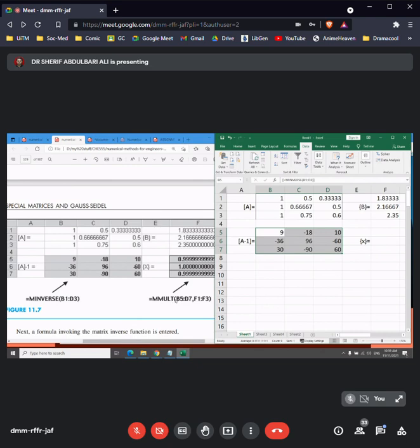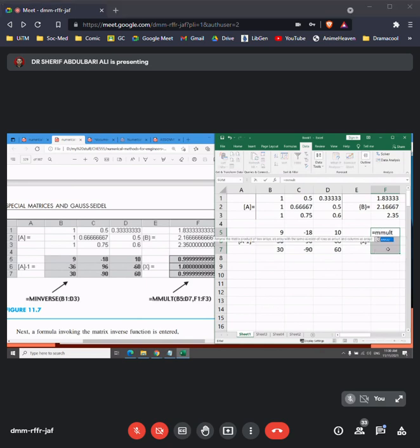Matrix multiplication needs 2 parameters. The first parameter is the inverse matrix and the second is the constant b. So you need to highlight 3 cells again like this, because I'm expecting 3 answers, x1, x2, and x3. Again, you write equals MMULT, matrix multiplication. Open a bracket.